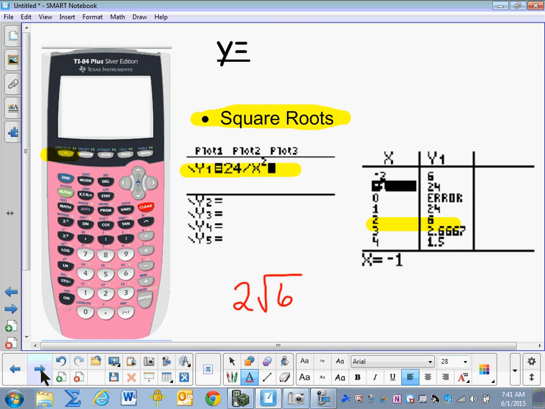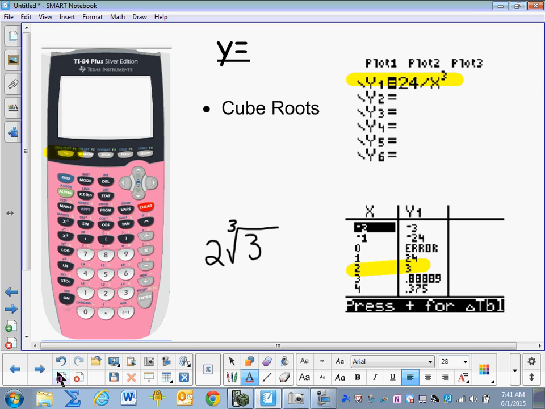We also use the Y= key to find the simplified square root. Take the number, divide it by x squared, and then look at the table. Look for the smallest whole number, and you'll be able to then see the simplified square root. We also used it for cube roots, the same type of method. You just take the number, divide it by x cubed, go to the table, look for the smallest whole number, and there you'll find the simplified cube root.